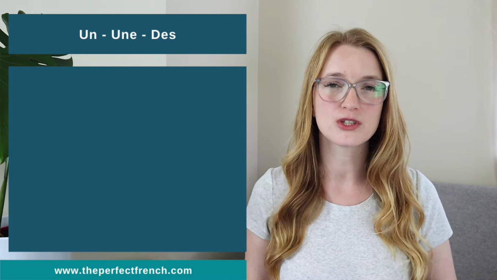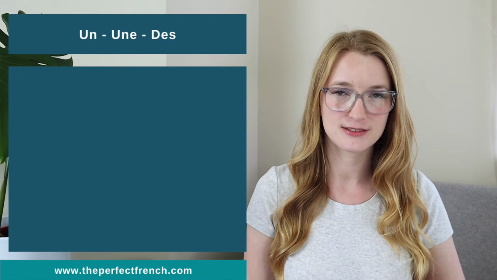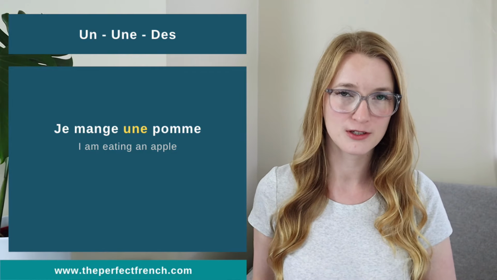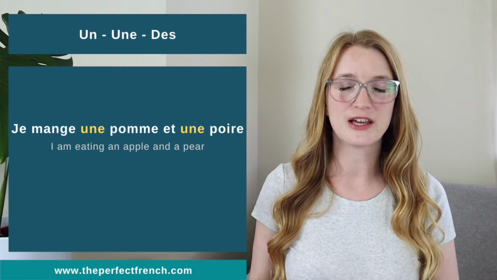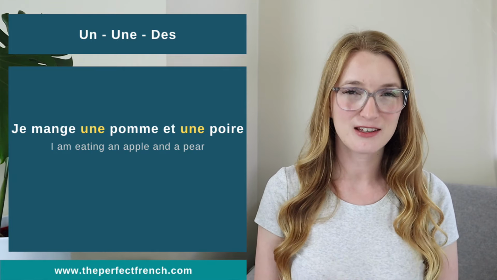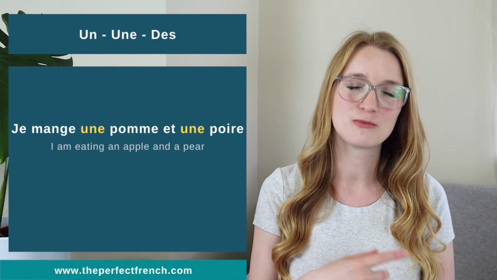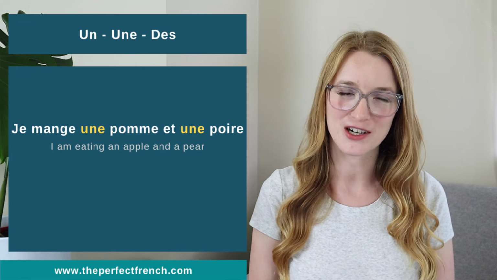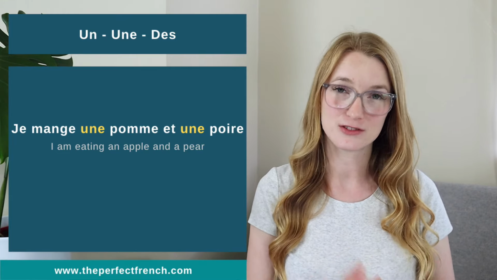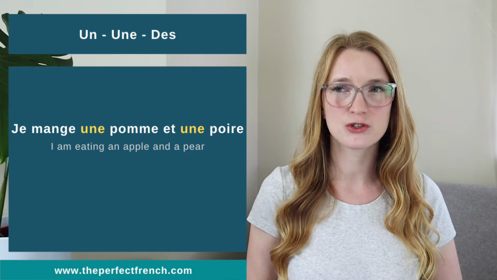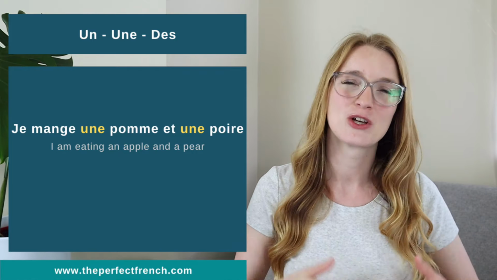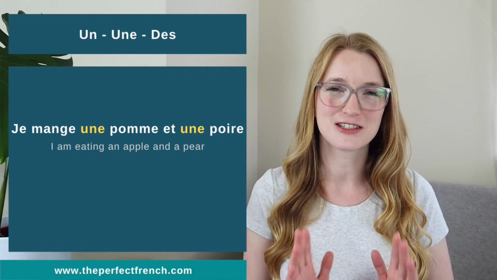But what if there is more than one noun in the sentence? If we look at the sentence that we took at the beginning, je mange une pomme, I'm eating an apple, and then we add une poire. Je mange une pomme et une poire. Okay, always add an article in front of the noun. I see that a lot with French learners. I corrected so many tests where there is no article in front of the noun. Always add an article in front of the noun.